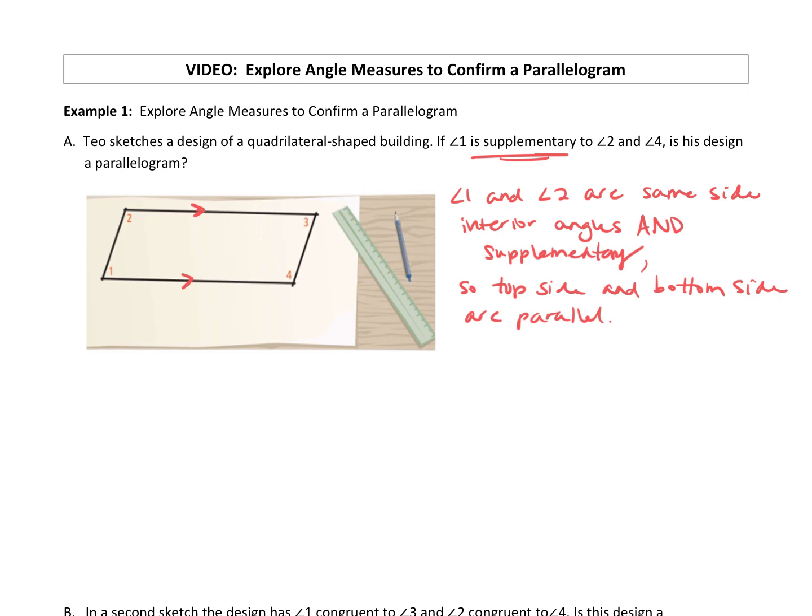We also were told something about angle 1 and angle 4. If we look at the picture, angles 1 and 4 are on the same side of this bottom side, and they are inside these lines over here. So we've got another pair of same side interior angles. Angle 1 and angle 4 are, I'm going to abbreviate SSI, same side interior angles. And they told us that 1 is also supplementary to 4.